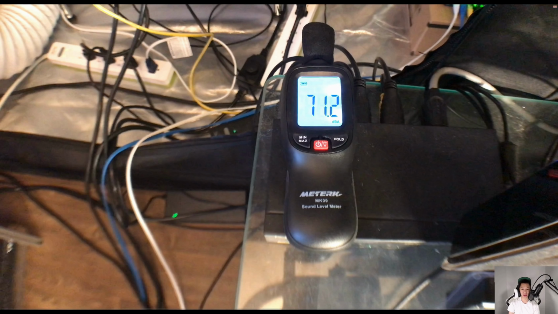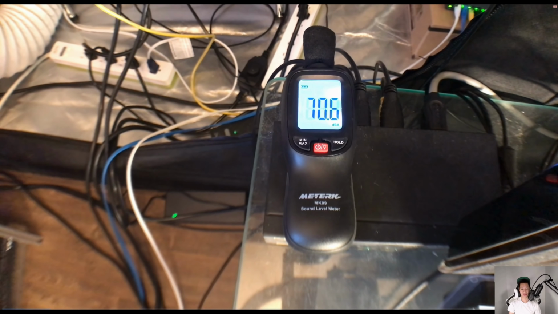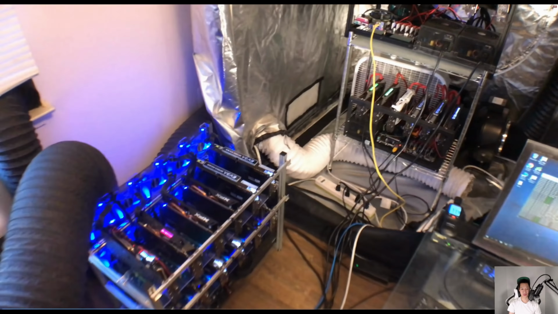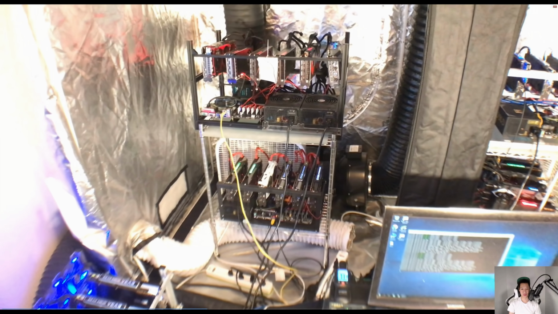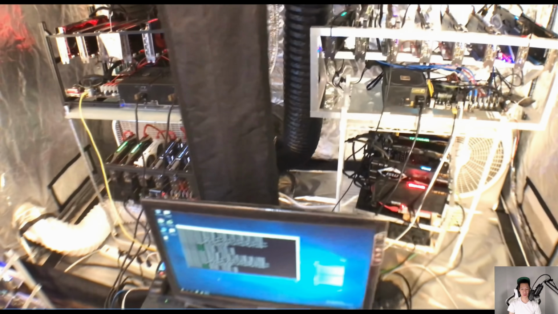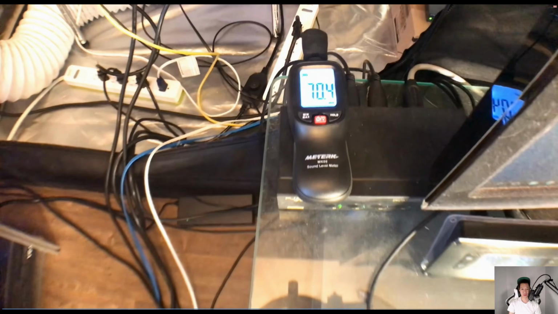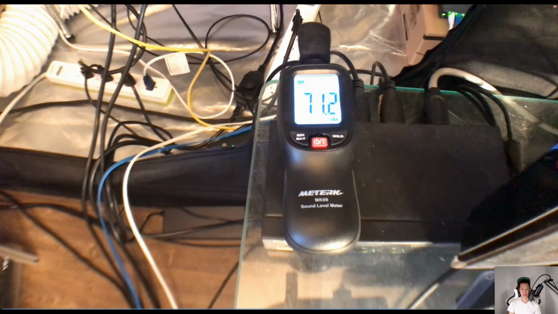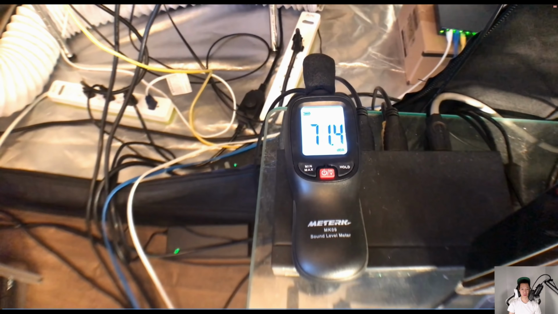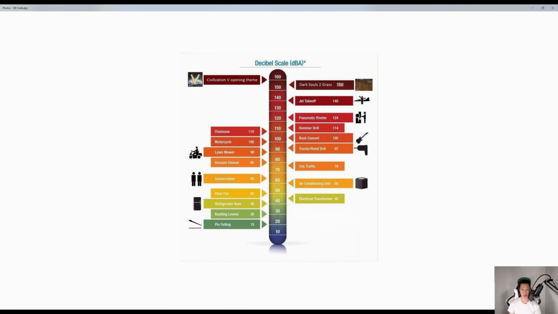Okay, so next I'm going to show you how loud my mining farm is. So let's check this out. Okay, so now checking out the decibel scale, it did run around 70 to 71, so it pretty much sounds like a very loud air conditioner unit.